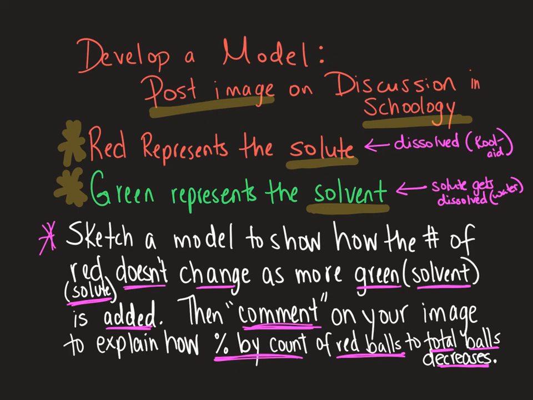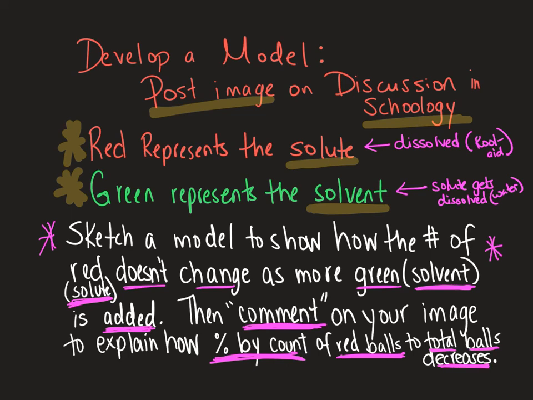I will post these instructions in the assignment where you'll be submitting it, but you're going to show the amount of your solute. So you could do like 10 solute and 10 solvent, and then you're going to add in the next image more green to it, and then you're going to make a comment on it as to how the percentage by count of red balls to total balls decreases.